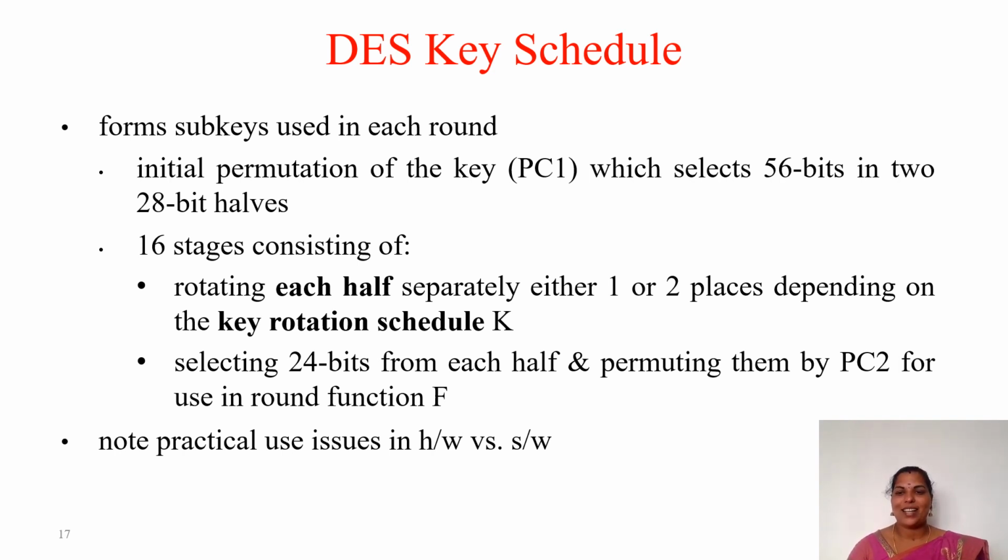Next is the DES key schedule. In the subkey generation itself we are doing many operations. So how is the key scheduled? It forms the subkeys used in each round. First is the initial permutation of the key, permuted choice 1, which selects 56 bits and splits them into 28-bit halves, left and right. Then there are 16 stages consisting of rotating each half separately either 1 or 2 places, depending on the key rotation schedule K. We are not just rotating one position; it is 1 or 2 positions based on this schedule. And we select 24 bits from each half and permute them by permuted choice 2 for use in the round function. So initially from 64 to 56 bits we use permuted choice 1, then from 56 to 48 bits we use permuted choice 2. Here we have many issues in both hardware and software implementation.